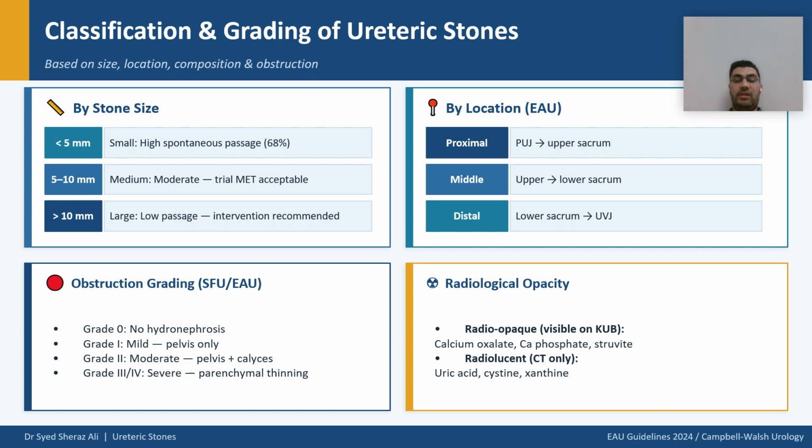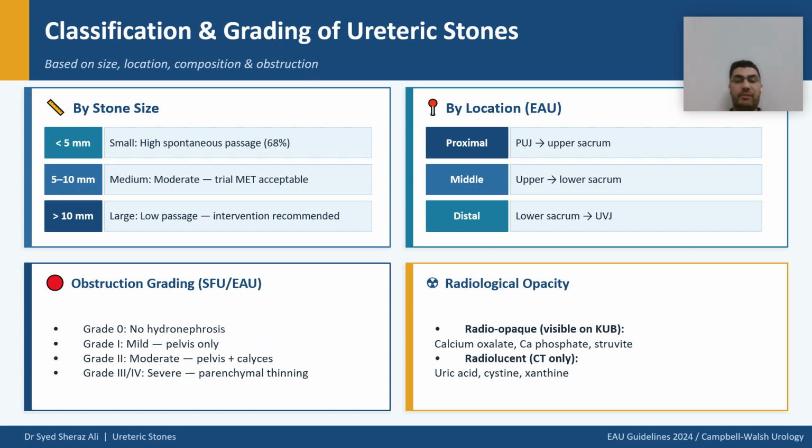Proximal ureteric, from the pelvic ureteric junction to the upper border of the sacrum, mid-ureteric, across the sacrum, and distal ureteric, which is from the lower sacrum to the VUJ, which is the most common location for stone impaction.